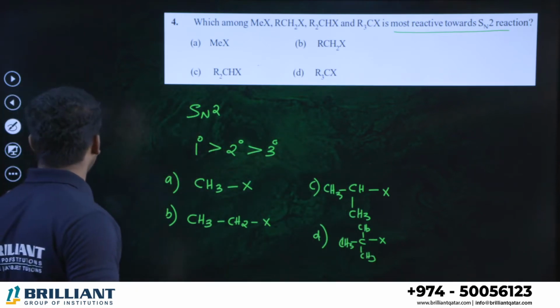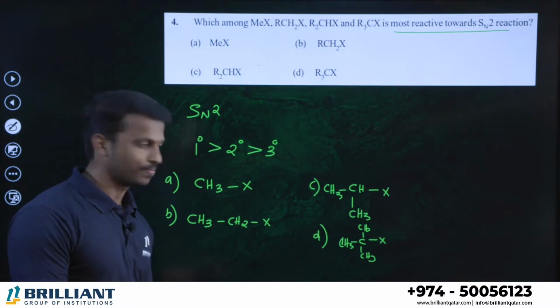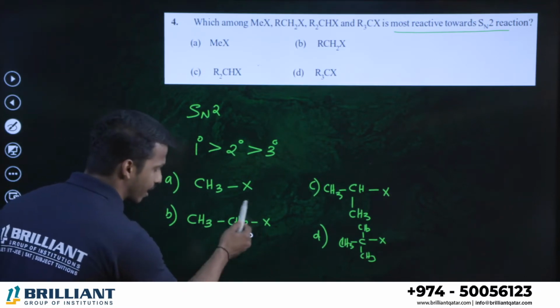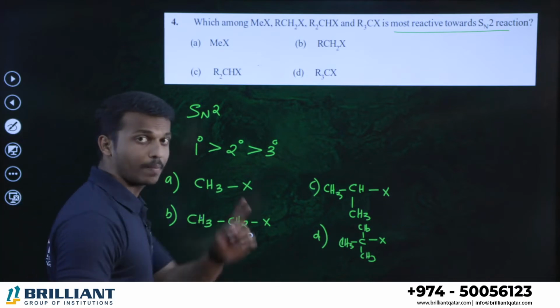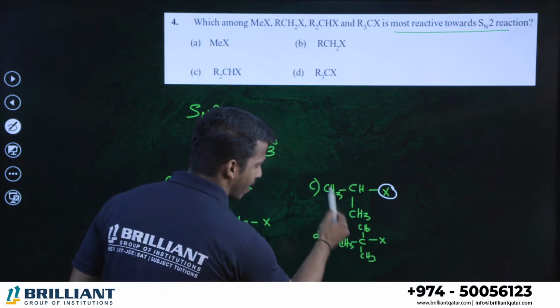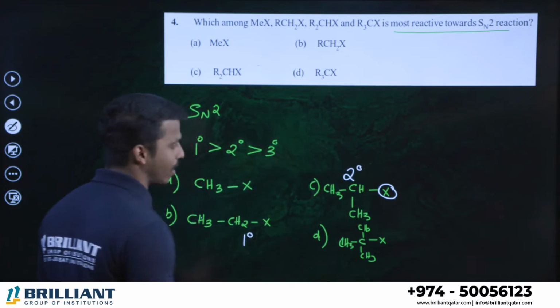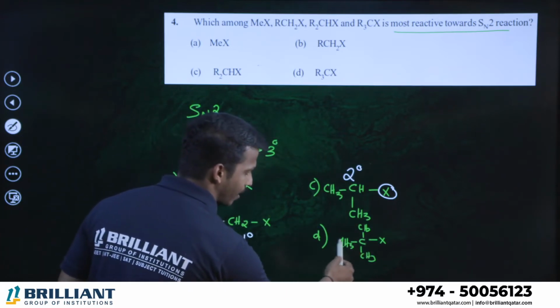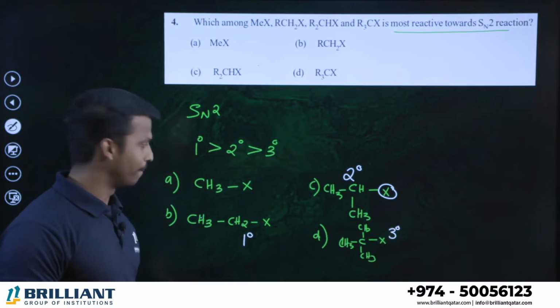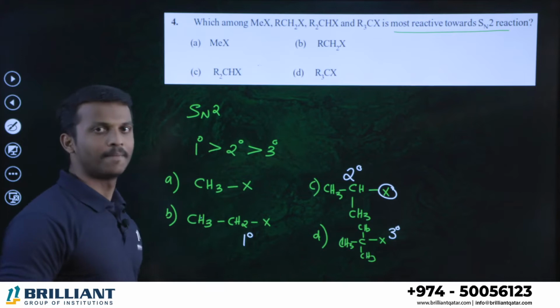Alright, which is the less sterically crowded system, dear all? See, this is a primary haloalkane, right? The halogen-connected carbon is directly connected to one carbon. It's a primary haloalkane. Here the halogen-connected carbon is directly connected to two carbons. It is a secondary haloalkane. Here the halogen-connected carbon is directly connected to three carbons. It is a tertiary haloalkane. Alright? What about this?